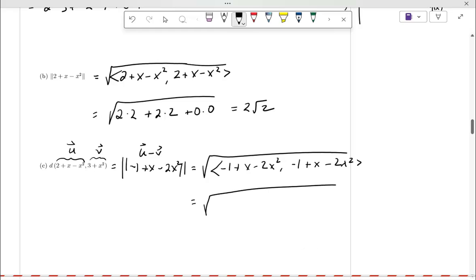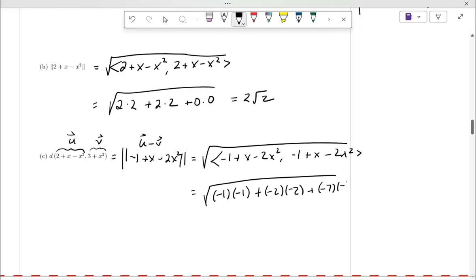What do we get when we put in 0? Negative 1. What do we get when we put in 1? Negative 2. And what do we get when we put in 2? Negative 7. That's what I got when I put it in. Now again, why am I writing it twice? Why am I doing negative 1 and negative 1, a negative 2 and a negative 2, and a negative 7 and a negative 7? Because it's multiplied by itself, right?